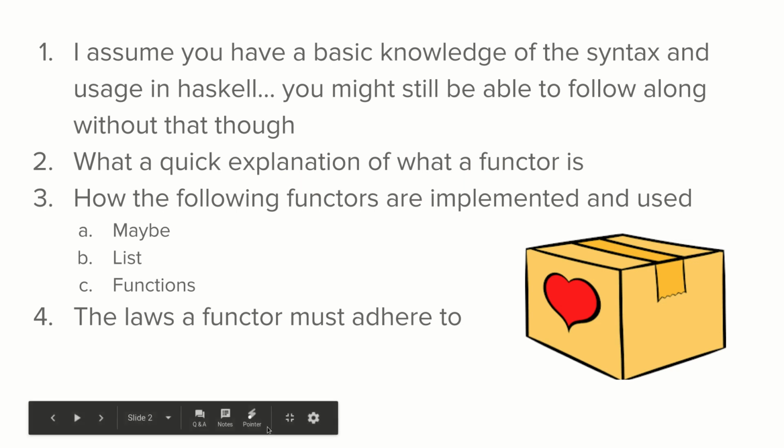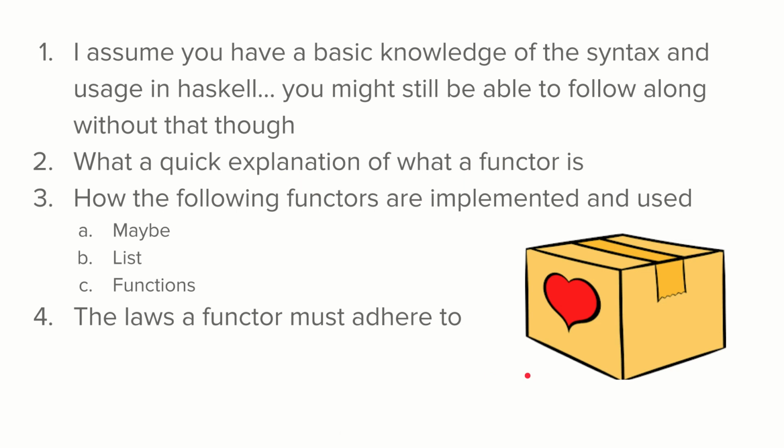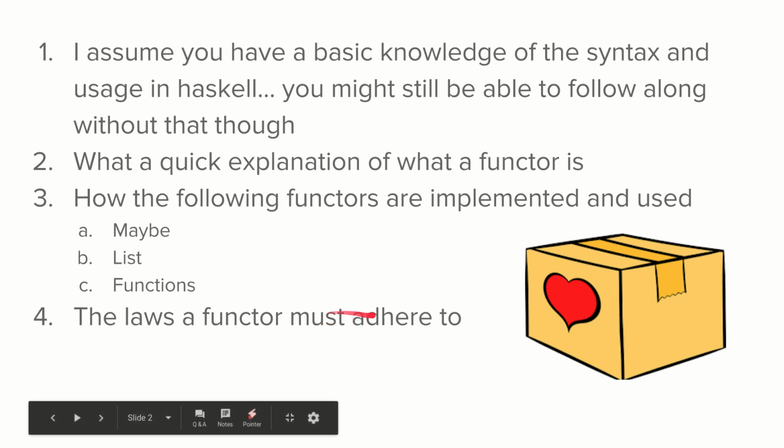So actually let's put the pointer on. This tutorial assumes you have a basic knowledge of the syntax of Haskell, but even if you don't, you might be able to just about get through. I'll start off with a quick explanation of what a functor is and why you might want to know, and how to identify one a little bit. Then I'll go through the following functors, how they're implemented and used, maybe list functors, and the laws a functor must adhere to. Actually, it's not in that order, but that's fine.